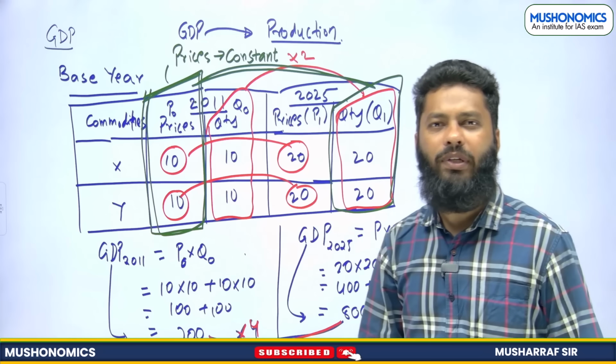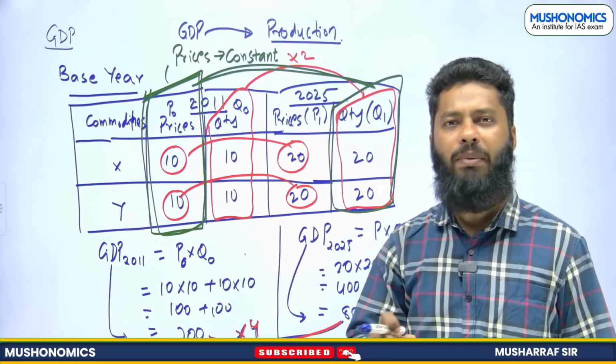Why am I doing this? Because I am interested in the increase in production, not in the increase in prices of those commodities. Now I am calculating GDP for the year 2025 with some base year. When we keep prices constant, this year becomes the base year. So what will the GDP be? Price into quantity, but price will be P0 and quantity will be Q1.